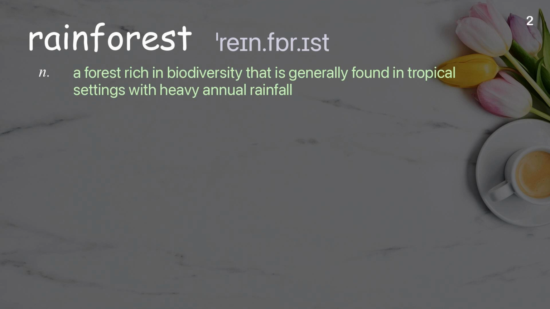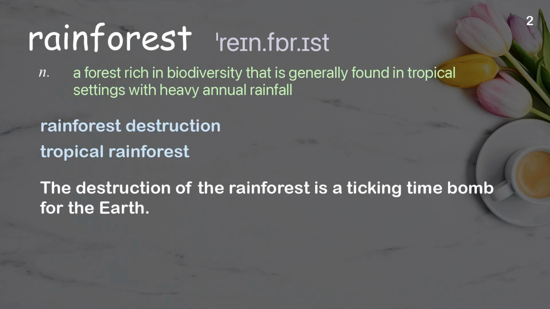Rainforest. A forest rich in biodiversity that is generally found in tropical settings with heavy annual rainfall. Examples: Rainforest destruction. Tropical rainforest. The destruction of the rainforest is a ticking time bomb for the Earth.